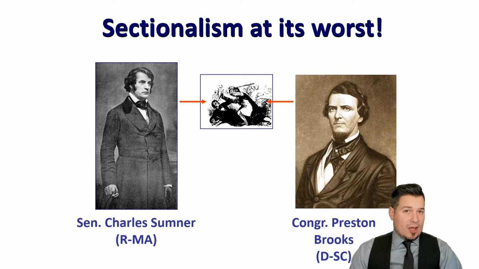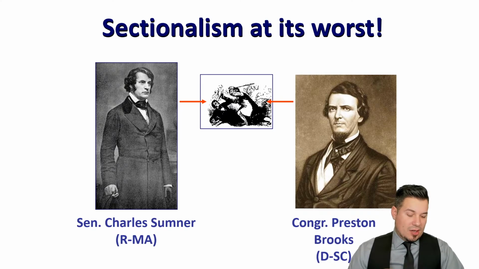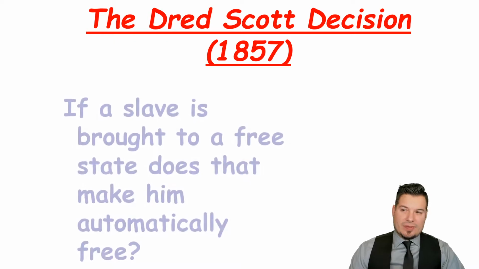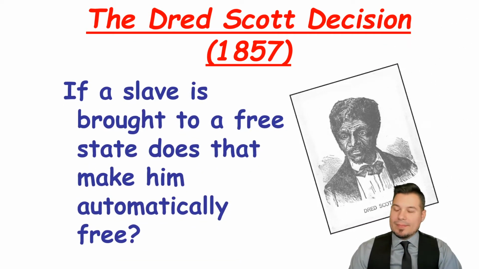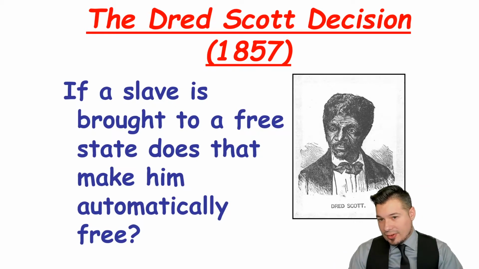And unfortunately, Southerners didn't take this seriously at all, and actually sent Preston Brooks new canes, saying next time beat him harder. It's horrible. We literally have the North and the South fighting in Congress because of all this. It's crazy. And then we get to the Dred Scott decision in 1857, which brings up the question, if a slave is brought to a free state, does that make him or her automatically free?